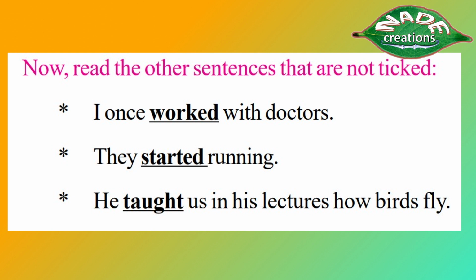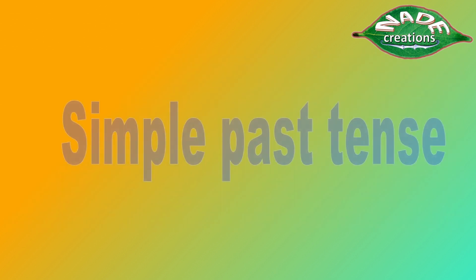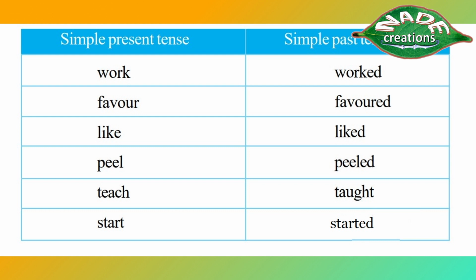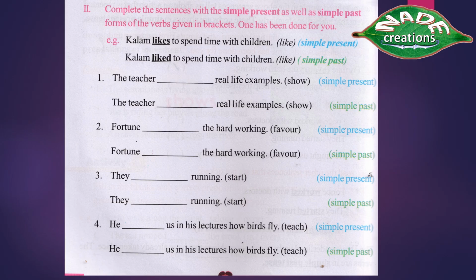Read the sentences. I once worked with doctors. They started running. He taught us in his lecture how birds fly. The underlined verbs speak about things that have already taken place. The verbs are in simple past tense. Let's see some verbs. Work, worked. Favor, favored. Like, liked. Peel, peeled. Teach, taught. Start, started. Complete the sentences with simple present as well as simple past.